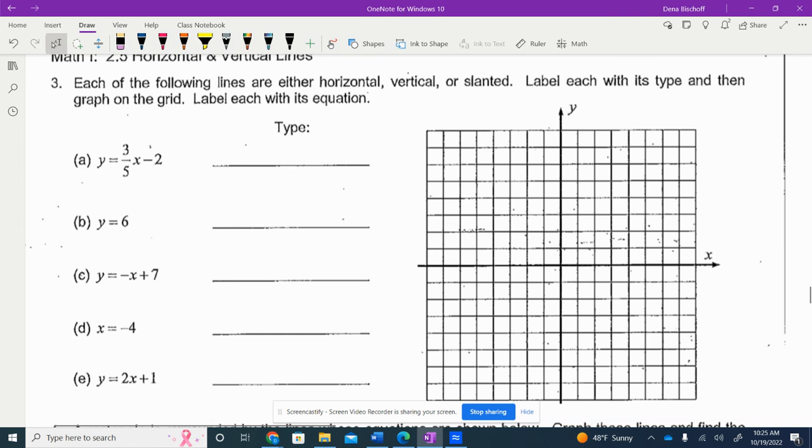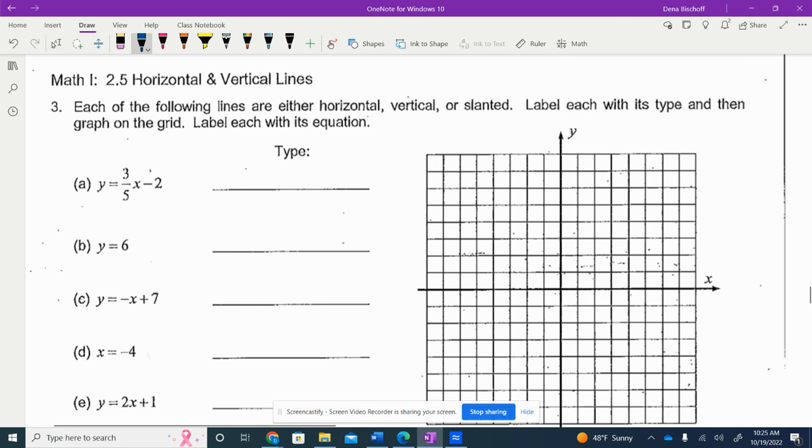More homework. So you are going to graph these equations, label them A, B, and C, and then tell me, is it horizontal? Is it vertical? That's what it's asking you for, the type, or is it slanted? Okay.